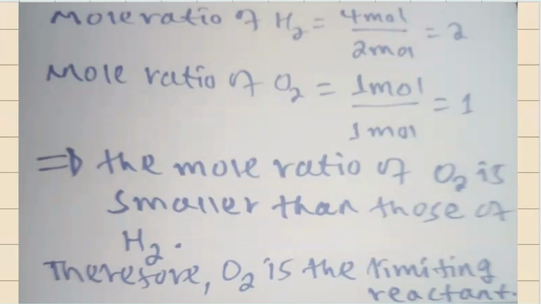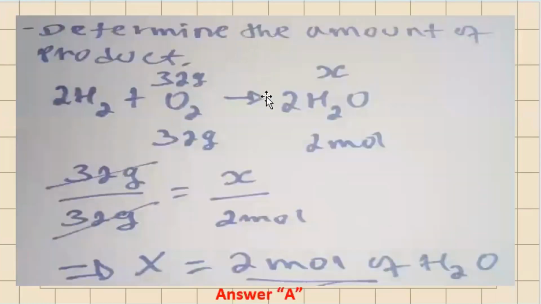Then we use the given mass of oxygen to calculate the mass of what? The product. Okay, the given mass of oxygen is 32 gram divided by 32 equals x over 2 mole. Gram cancelled by gram, 32 cancelled by 32, and then x equals 2 mole of water will be produced from 32 gram of what? Oxygen. The answer is A.